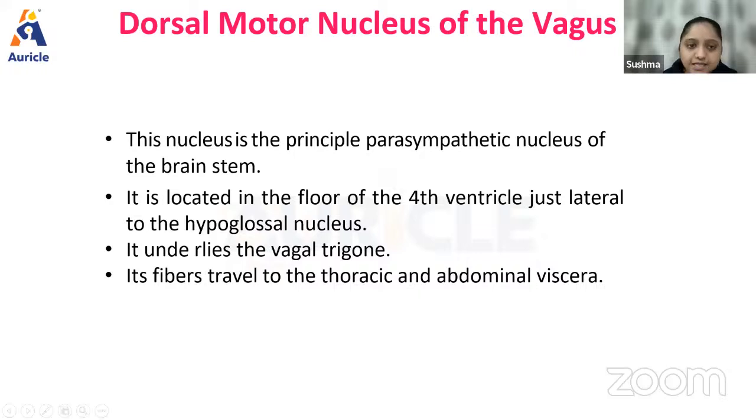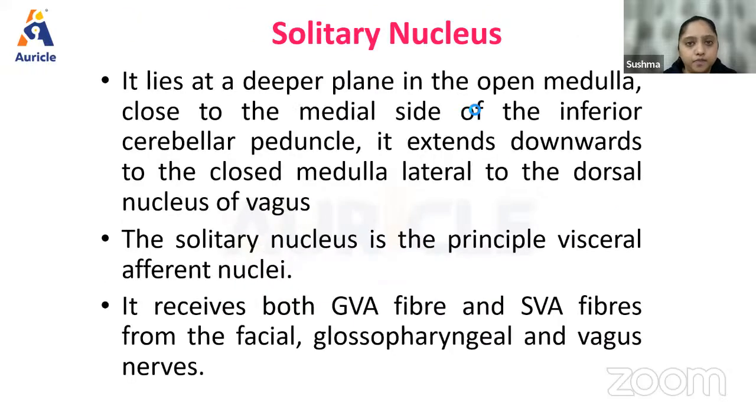Yeah, but where is the motor nucleus present? Motor nucleus is present in the floor of the fourth ventricle. Then solitary nucleus. It lies deeper, at a very deep plane in the open medulla, closer to the medial surface of the inferior cerebellar peduncle. And it extends downwards to the closed medulla and lateral to the dorsal nucleus of the vagus. Not very important for you.